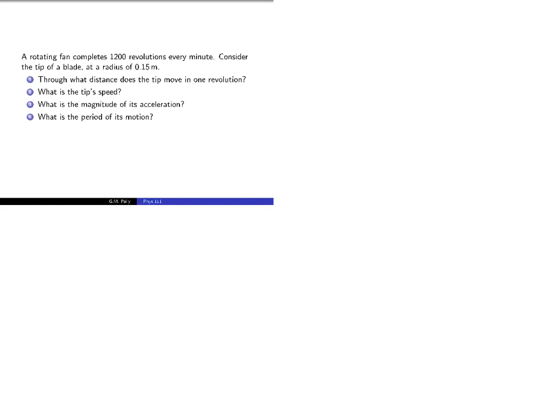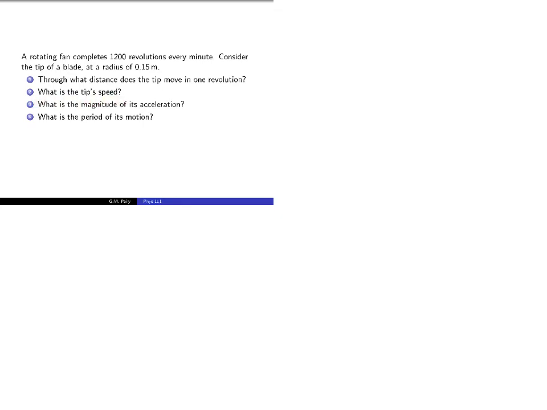Here is a sample problem. We shall now consider the answers. Through what distance does the tip move in one revolution? Well, we've been given that the radius is 0.15 meters, and so the tip will move through one full circumference in one revolution. And thus we see that the answer is 2 pi r, which is equal to 0.3 pi meters.